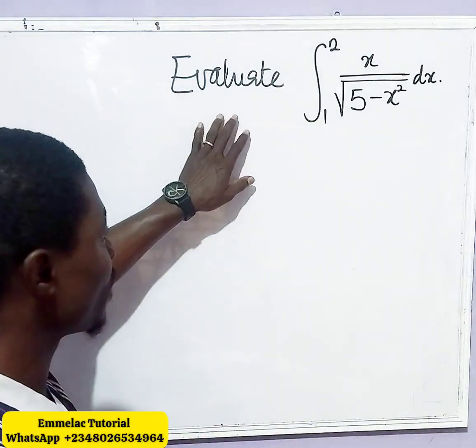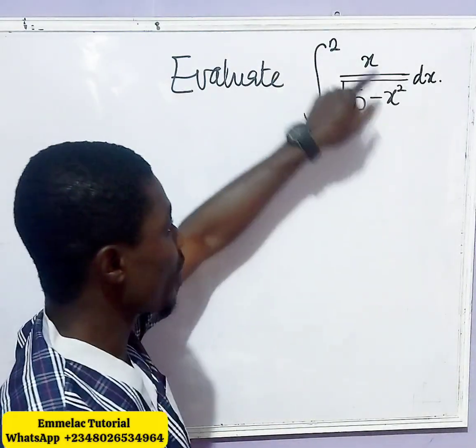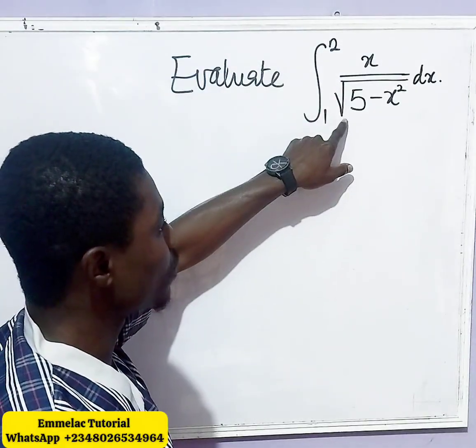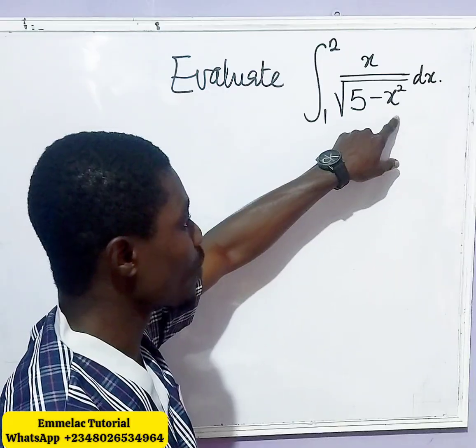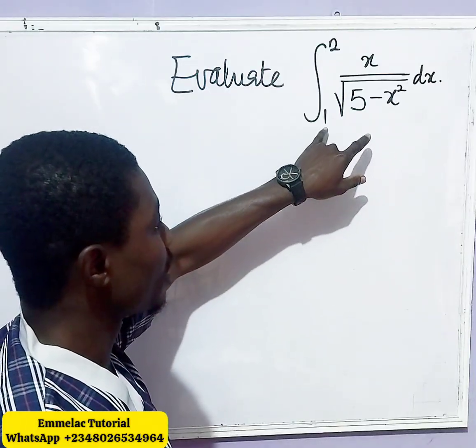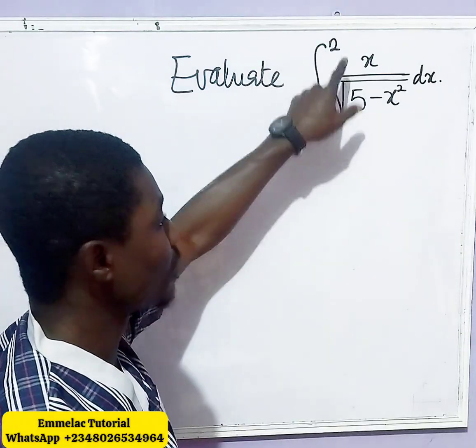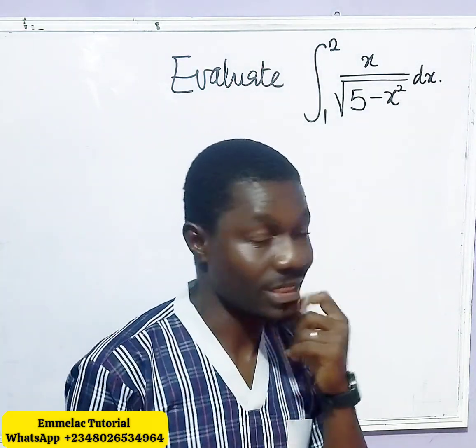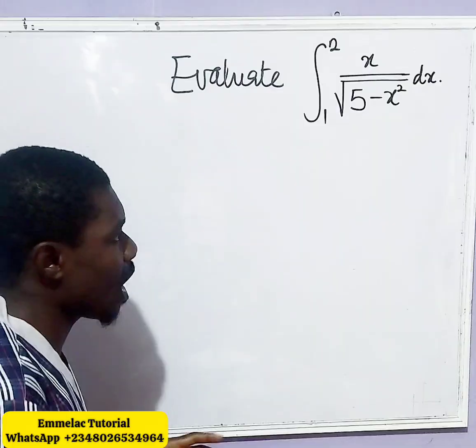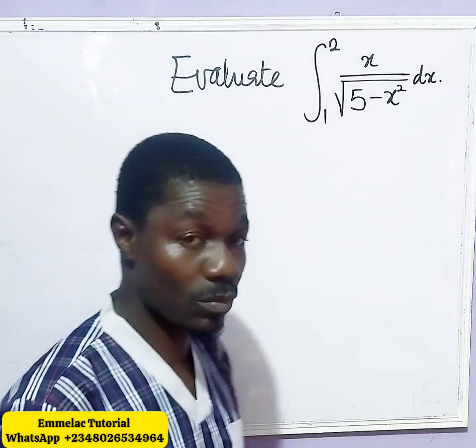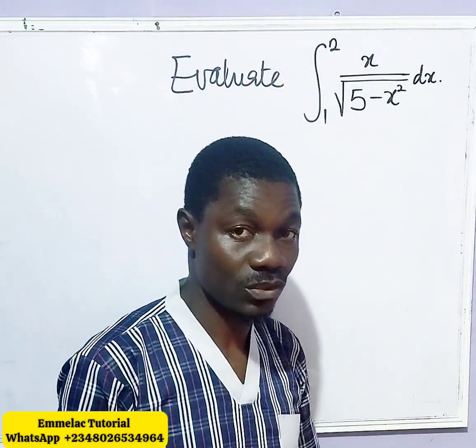Now we're going to evaluate the integral of x all over the square root of 5 minus x squared from 1 to 2 with respect to x. Alright, so how do we go about it? Now this looks more complex to integrate.